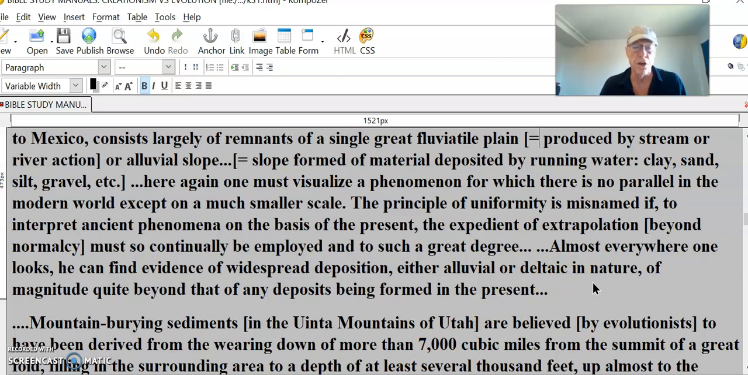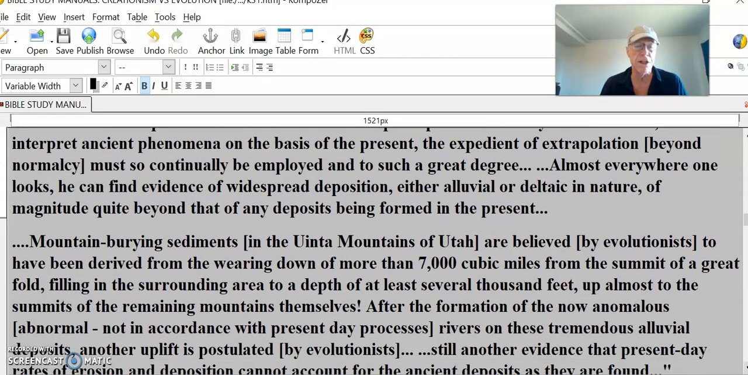Mountain-bearing sediments in the Uinta Mountains of Utah are believed by evolutionists to have been derived from the wearing down of more than 7,000 cubic miles, wow, from the summit of a great fold, filling in the surrounding area to a depth of at least several thousand feet, up almost to the summits of the remaining mountains themselves. After the formation of the new anomalous, abnormal, not in accordance with present-day processes, rivers on these tremendous alluvial deposits, another uplift is postulated by evolutionists. It's guesswork, or just explaining it beyond comprehension and common sense.